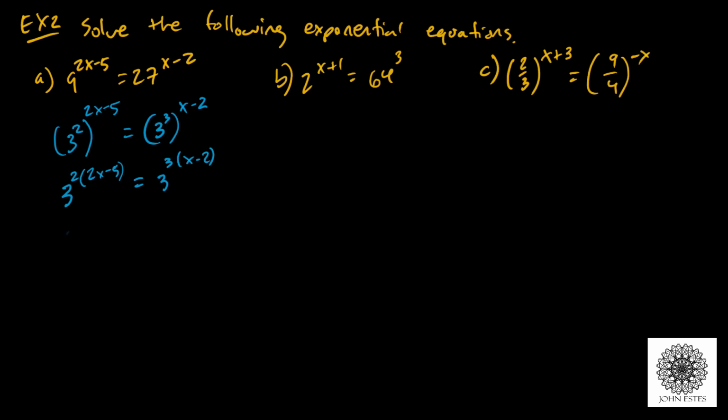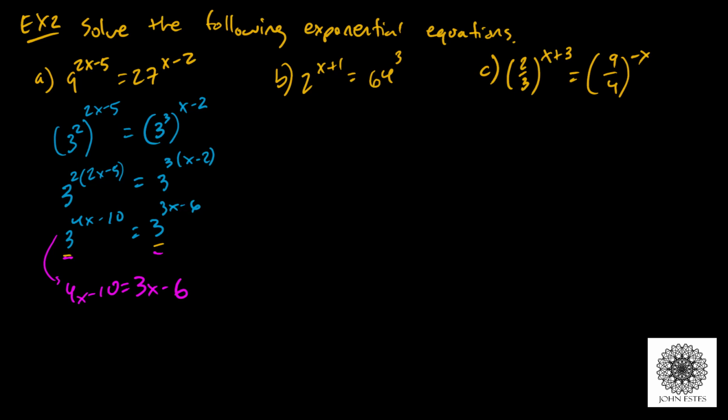So once I distribute my 2 and my 3, I have 3 to the 4x minus 10 equals 3 to the 3x minus 6. From that point, I'm allowed to not worry about my bases. I don't have to consider the 3 anymore. Don't say it cancels. They don't cancel. The idea is now that I have a common base, I can go from an exponential equation down to a linear one because the exponents have to equal each other.